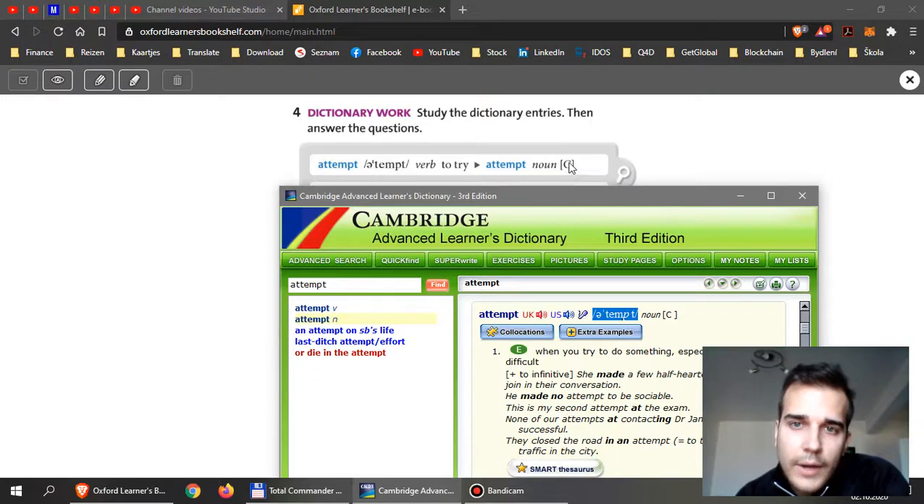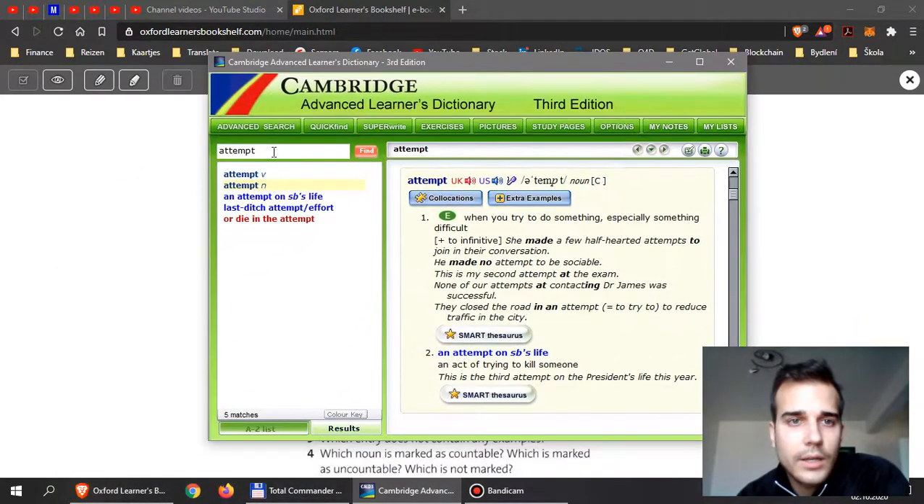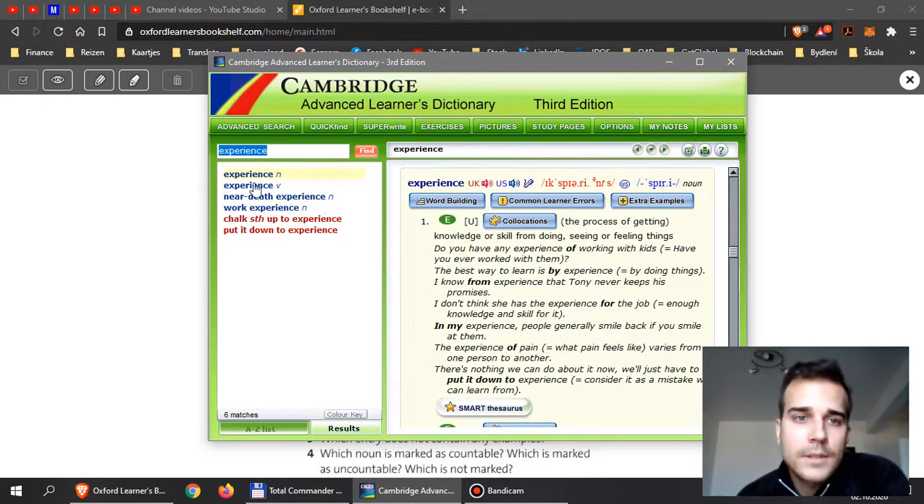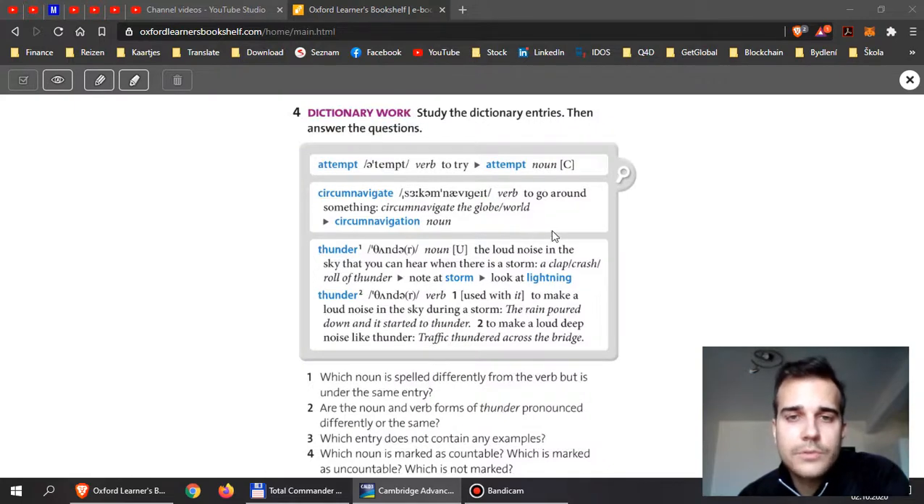Now in here, in the brackets, you will find the letter C. I also have it here, all right? Now the letter C means it is countable, and if it's U, it is uncountable. Sometimes you will find situations when it can be countable and uncountable. For example, this one. All right, it can be uncountable. It's U over here. And then it can be C, it is countable, all right? So even in English, sometimes words can be countable and uncountable, but it will change the meaning of the word a little bit, not too much, but a little bit, all right?